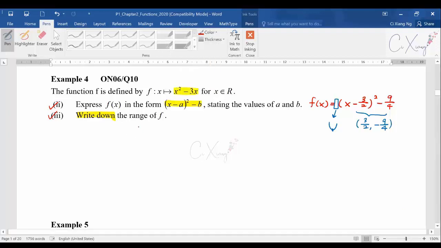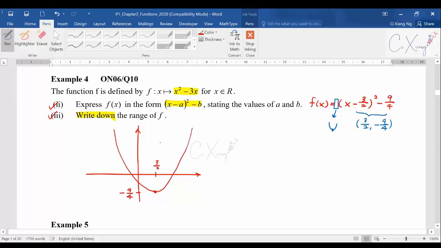All right, so when you want to sketch the graph by looking at the completing square form, then generally how will it look like? It will be at 3 over 2 here and then negative 9 over 4. So I will assume that this is negative 9 over 4 and this is 3 over 2, and it should be a U shape. So I will just put it like that.